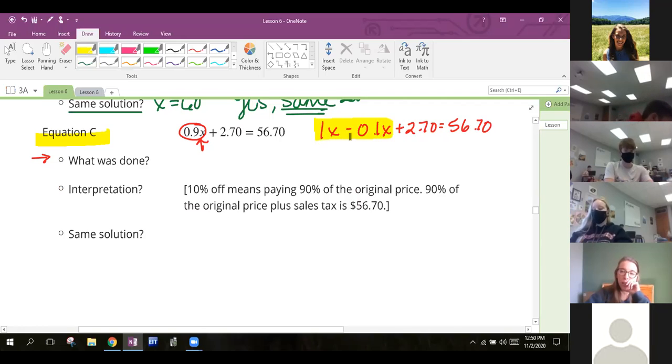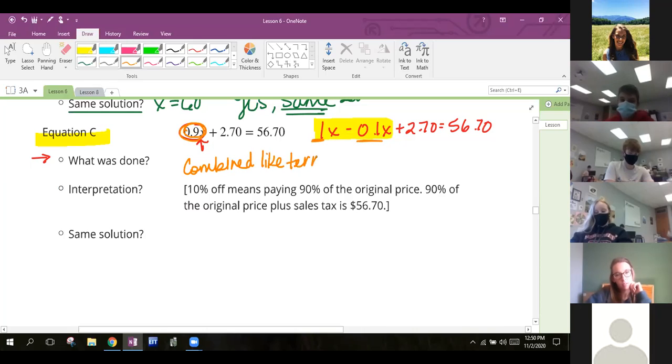Okay, but we can't just take it out. What did they do? They did that right there, what you highlighted, and it equals 0.9. Okay, so they did 1 minus 0.1. What's 1 minus 0.1? 0.9. So what did they do? Combine like terms. Good. They combine like terms.